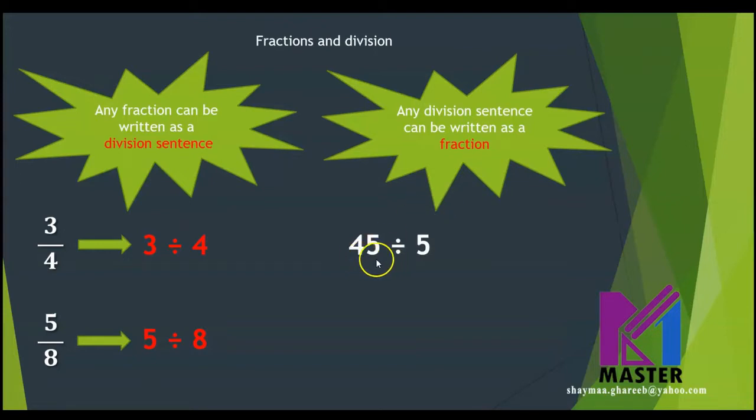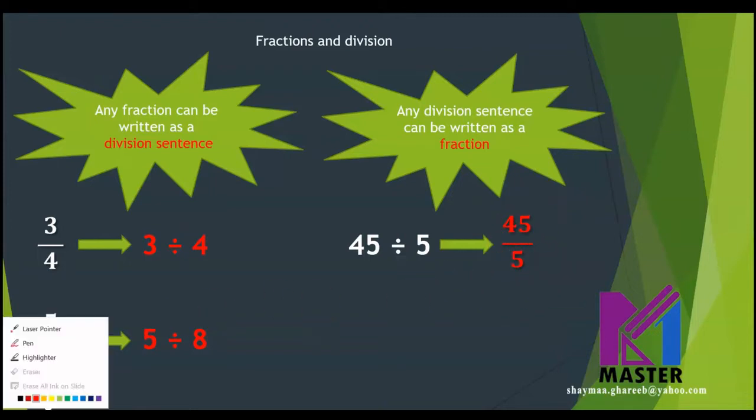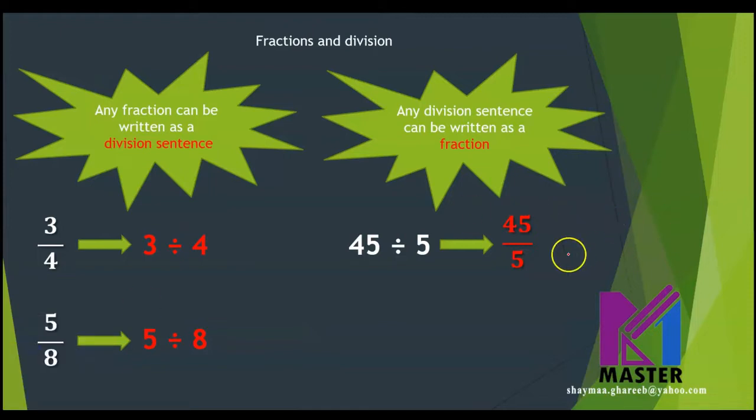For example, this division sentence, 45 divided by 5. It's the same as 45 shared among 5 or 45 over 5. So I can write it as a fraction or the answer can be written as this fraction. And this fraction, as you can see, is an improper fraction. And I also can simplify it. So if I try to simplify it, 45 divided by 5, by dividing up and down by 5, the final answer will be 9. Okay, is this clear?